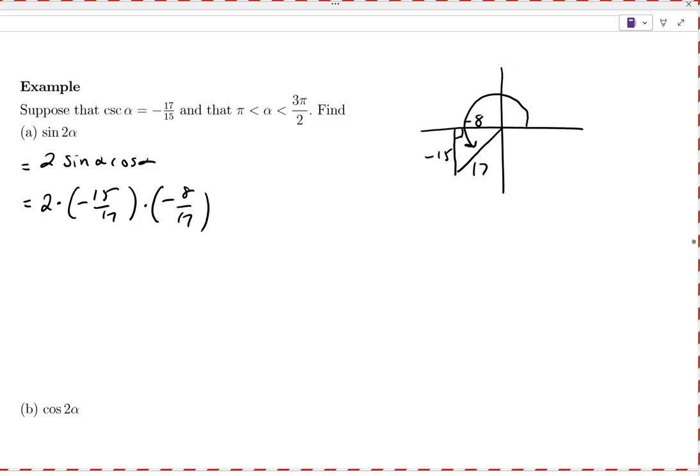And I don't care if you simplify the arithmetic at all. That's what a calculator is for, right? Just leave it like that. Is that okay? The other two you're going to do similarly. We've already got the triangle set up, so there's not any additional triangle work to do.